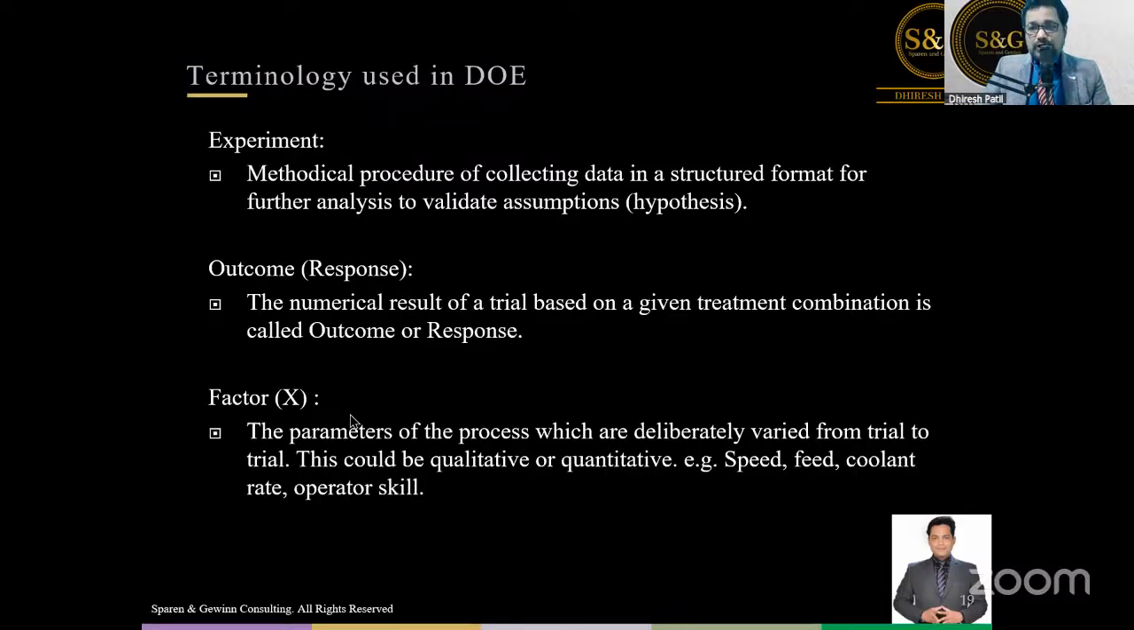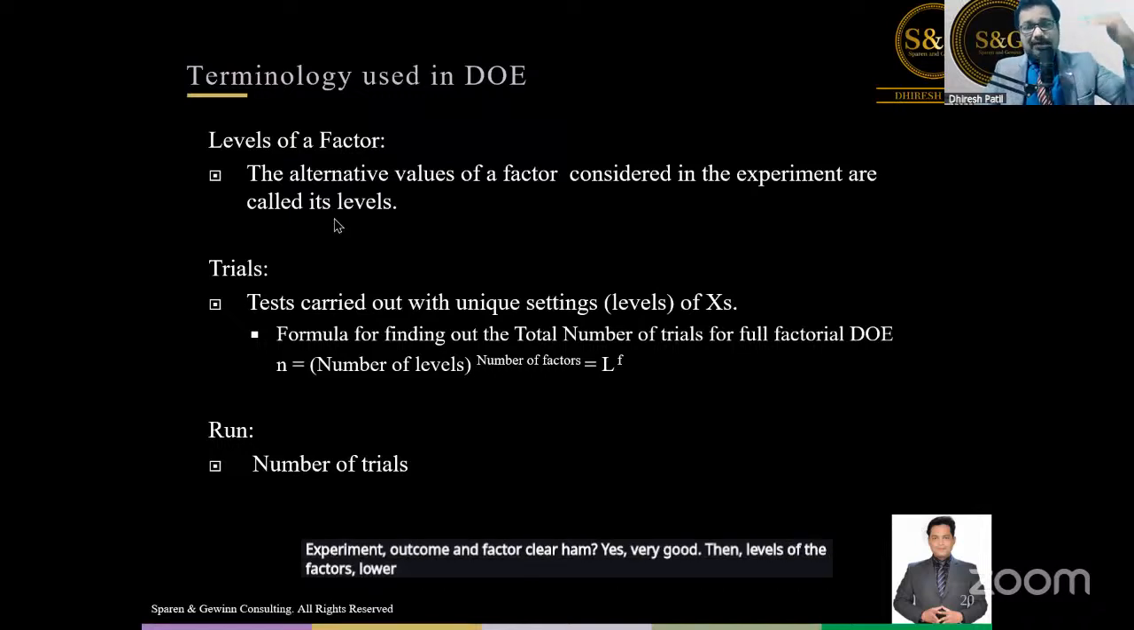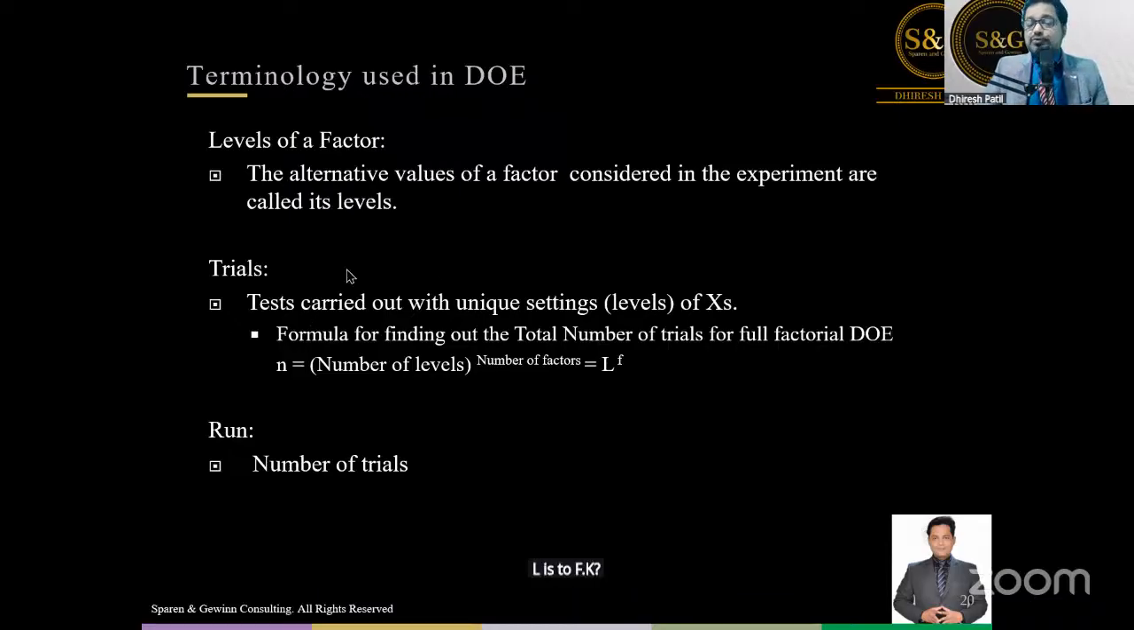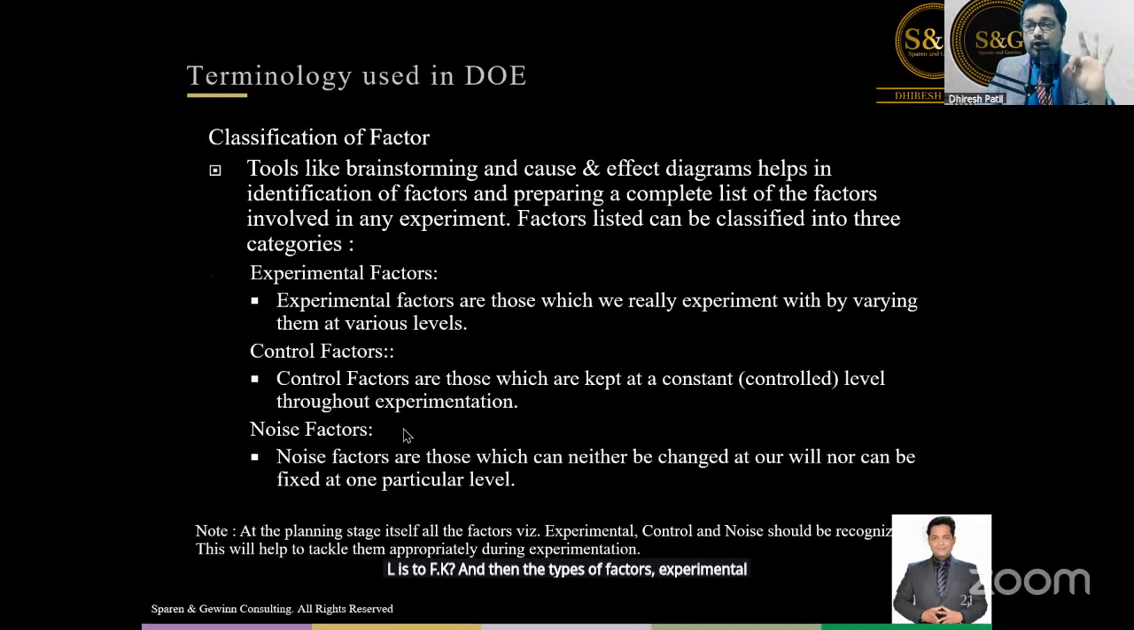हाँ मैं बताता हूं, नॉइस फैक्टर के बारे में बताता हूं. Experiment, outcome and factor clear hai? Yes, very good. Then levels of the factors, lower level and higher level, and the number of trials, which is L raised to F. ठीक है? And then the types of factors: experimental, control, and the noise.